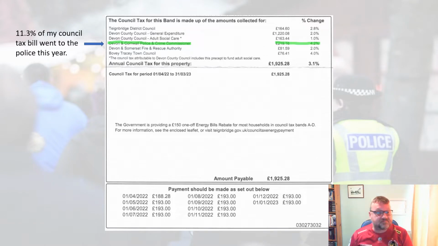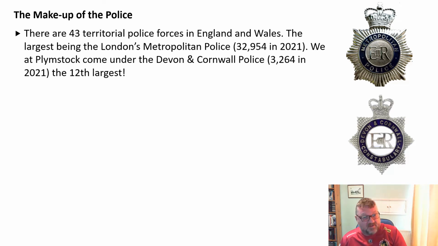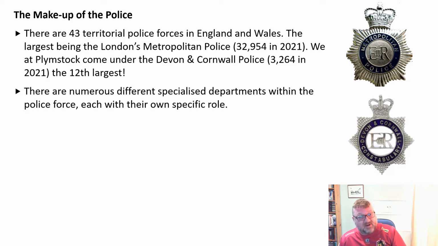So there you go. So we now consider how the police force is made up. Well, there are 43 territorial police forces in England and Wales, the largest of which is the Metropolitan Police, with 32,954 police officers in it as of 2021. Plymstock, we are part of Devon and Cornwall Police, which has got 3,264 officers, and we're the 12th largest. Now, there are numerous special departments within the various forces, and each of those departments has its own specific role.